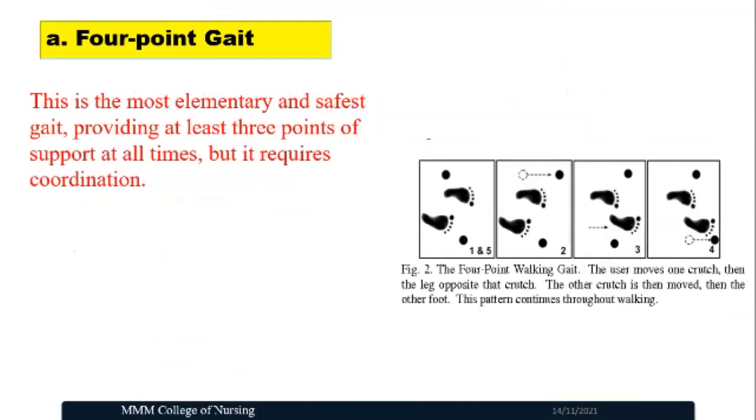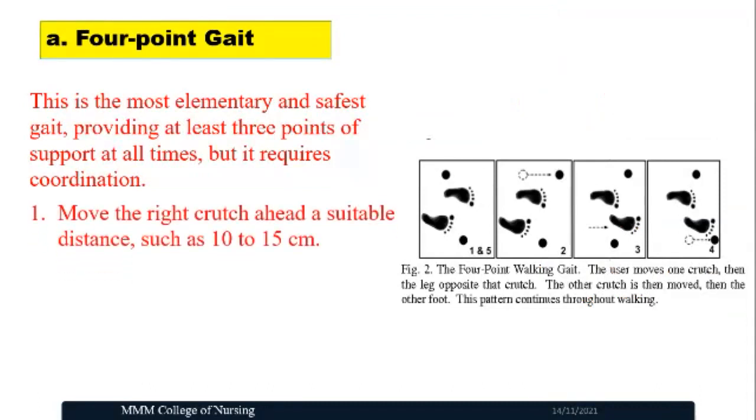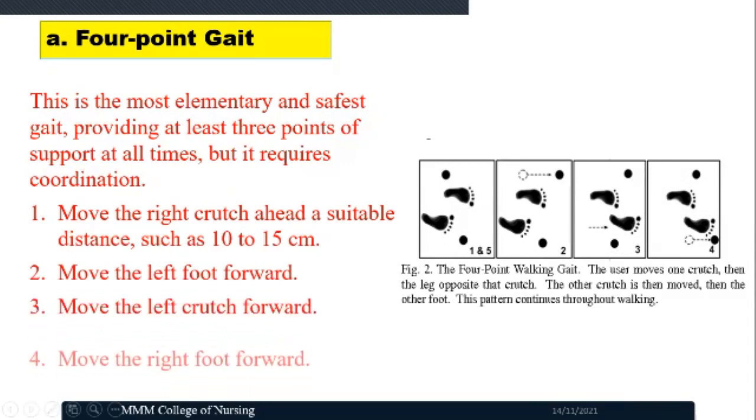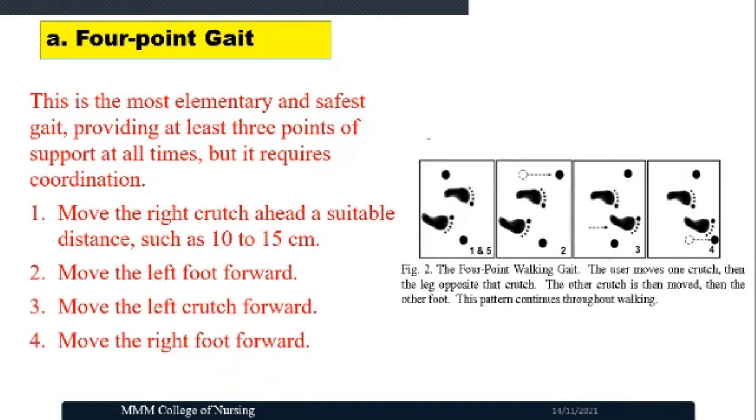First, we'll see the 4-point gait. This 4-point gait is the most common, elementary and safest gait, where it provides at least three points of support at all times, but it requires coordination between the legs and the crutches. For the 4-point gait pattern, the patient should be taught to move the right crutch ahead a suitable distance, that is 10 to 15 centimeters. Then move the left foot, then move the left crutch, then the right foot forward.